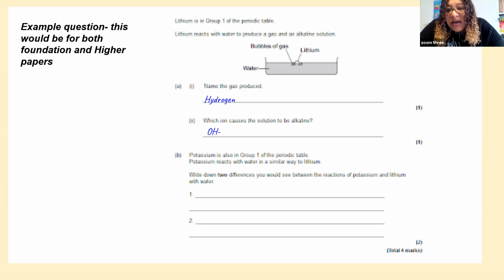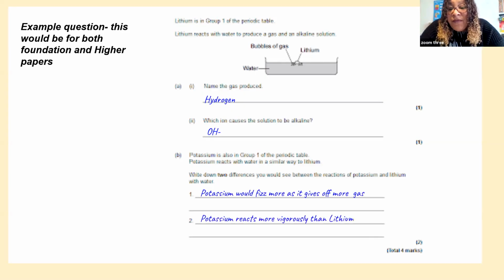Okay, so write down 2 differences you would see. We're not going to ask you to do this now. I want you to just think about it. You can be really specific. Potassium would fizz more as it gives off more gas. Potassium reacts more vigorously than lithium. Noticing that word vigorously, more gas, fizzing, okay? That would be the full 4 marks for that question, which straddles both the foundation paper and the higher paper.